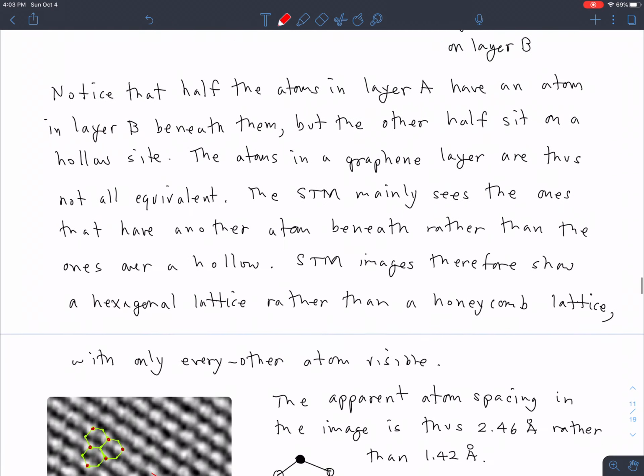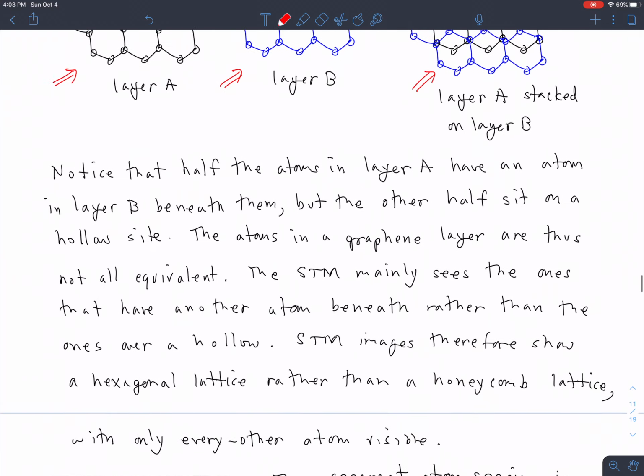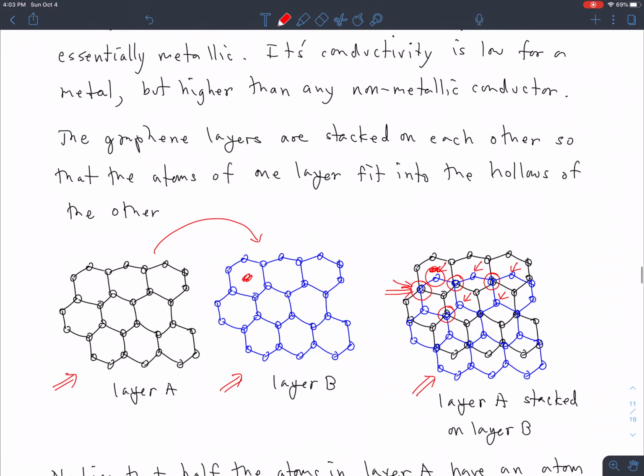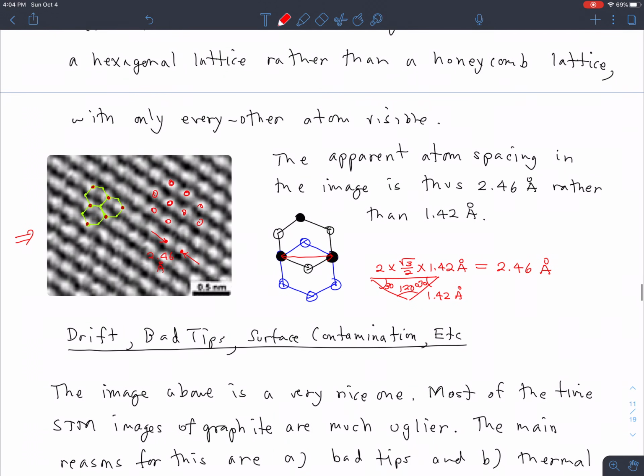Which means that what you see is an image that looks something like this. You see an image that looks like a hexagonal arrangement of atoms, not a honeycomb layer, right? A honeycomb layer up here looks like this. It doesn't have any dots in the center sites. You see these hexagons with no dot in the middle. That's not what you see in a typical STM image. You see a hexagonal lattice with all the dots present.